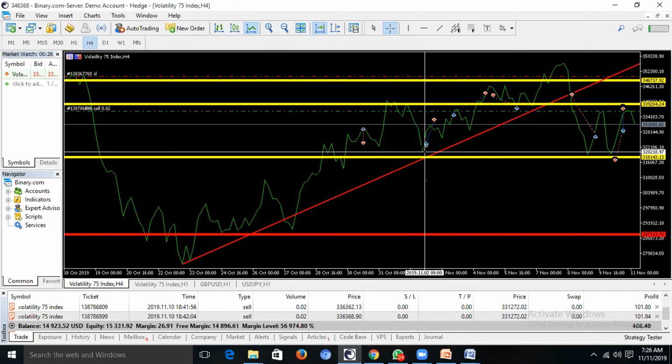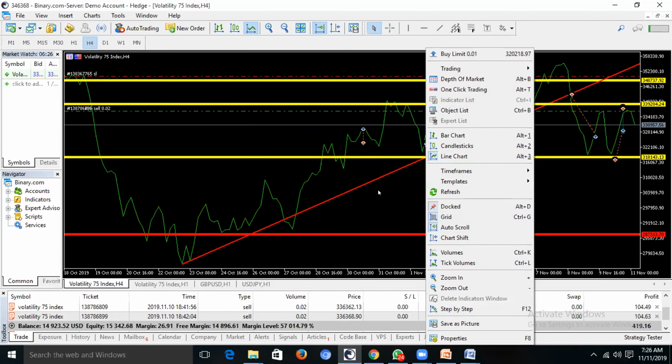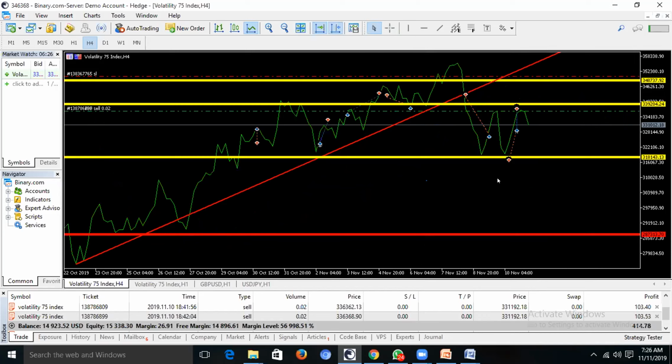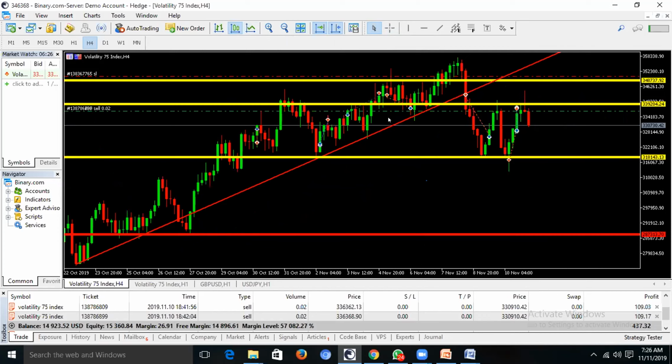That doesn't mean that as soon as price touches there, you just place a sell. Once price touches this zone and you see a good candlestick formation, you can place a sell. But if you are an aggressive trader, like now, the way price is coming down here, the price is doing what we call consolidation between these two zones. Let me use the candlestick. This is 4 hours. Price is doing consolidation between these two zones.